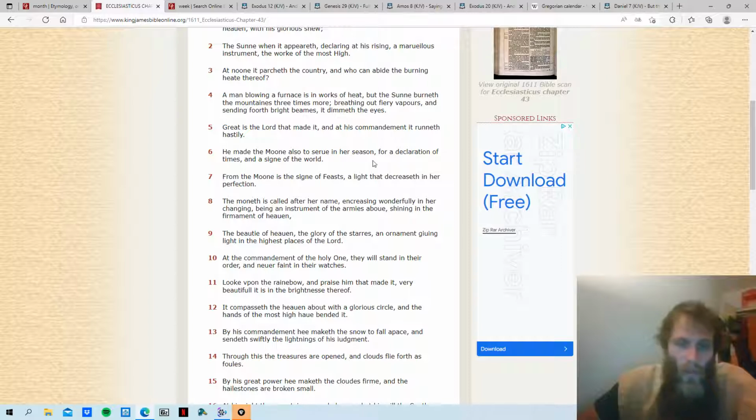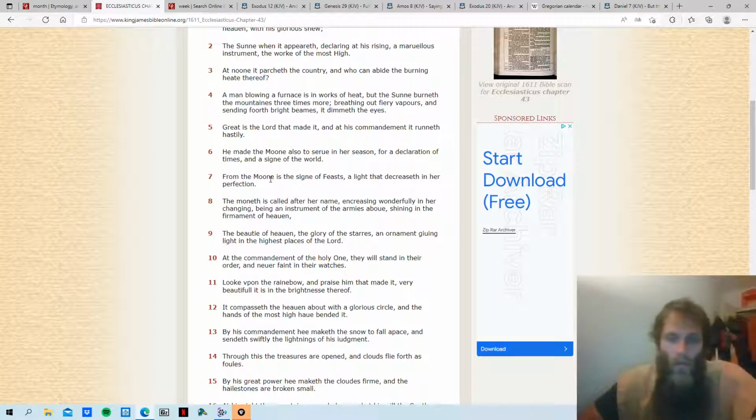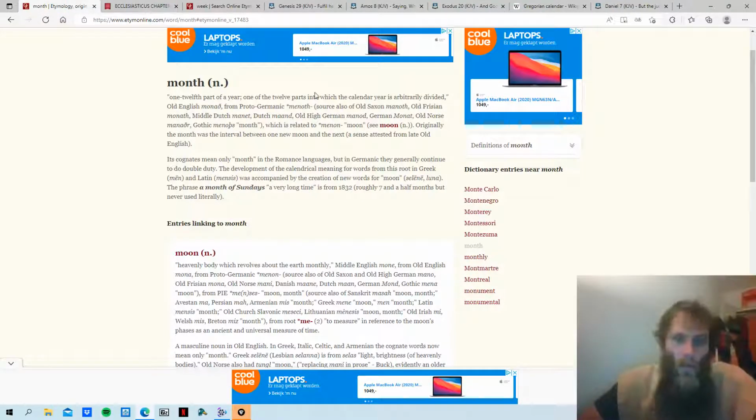And this is just one example of a feast that is determined according to the moon, knowing when the month starts, and so forth. Verse 8: the month is called after her name, increasing wonderfully in her changing, being an instrument of the armies above, shining in the firmament of heaven. So in verse 7 it says that it decreases, but it also says in verse 8 that it's increasing. That's what happens during the month. But verse 8 also says the month is called after a name. So the month is called the month because the word comes from the word moon. That's one thing that I want to bring out concerning the word month: that the month that we are supposed to observe is based upon the moon, which is from one new moon into the next.